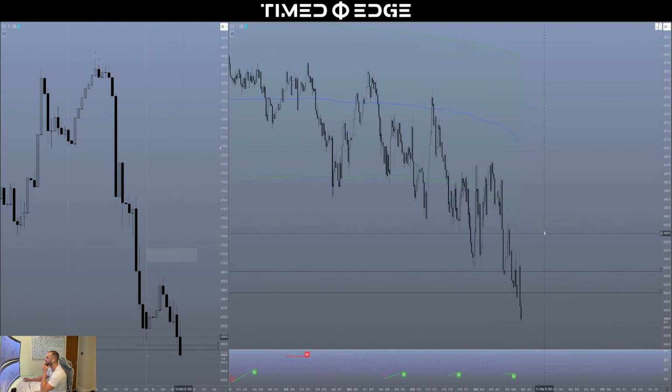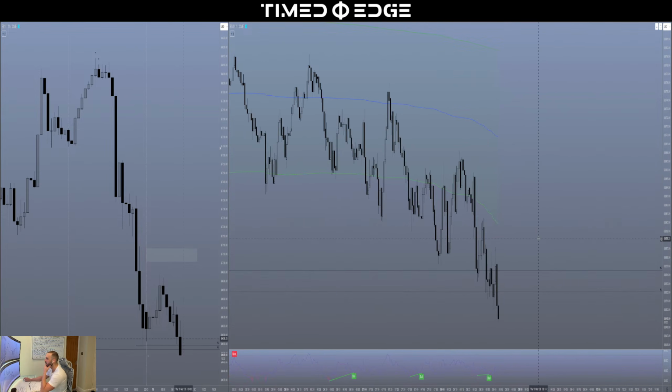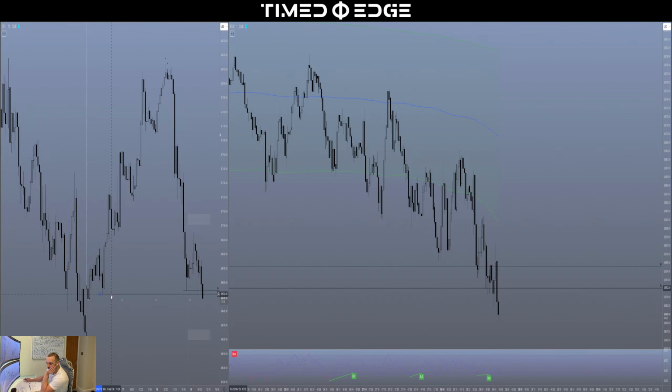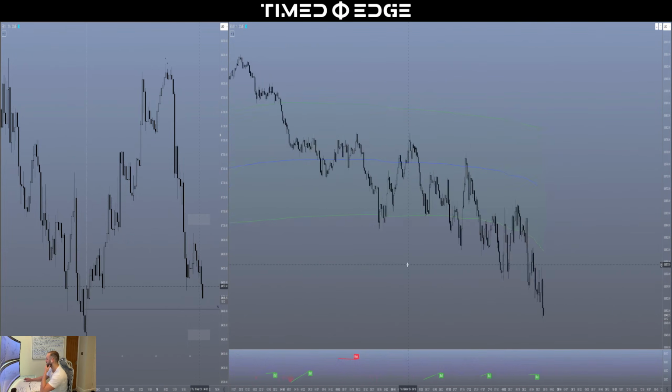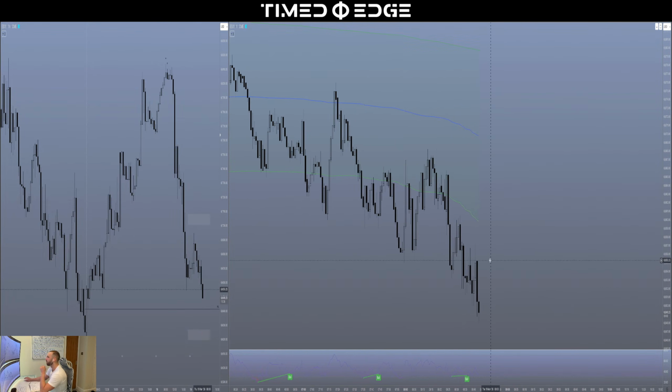Where could price be drawing to? We don't know. Maybe that line there. A gap, we got a low there as well. How far away are we from there? Possible.